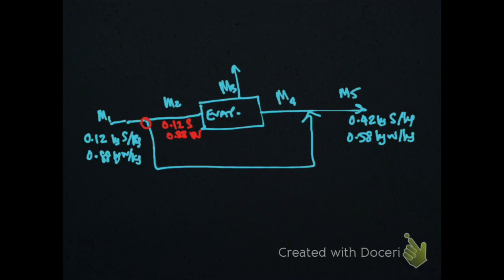Similarly, with the flow here, this is M2, M4, M5. Let me name this M6. So this is 0.12 solid as well as 0.88 water, which is the rule at splitting points. Whenever we split it, the composition stays the same except for the flow rate. Another information that was given is that whatever leaves the evaporator has only 0.58 solid and 0.88 water.